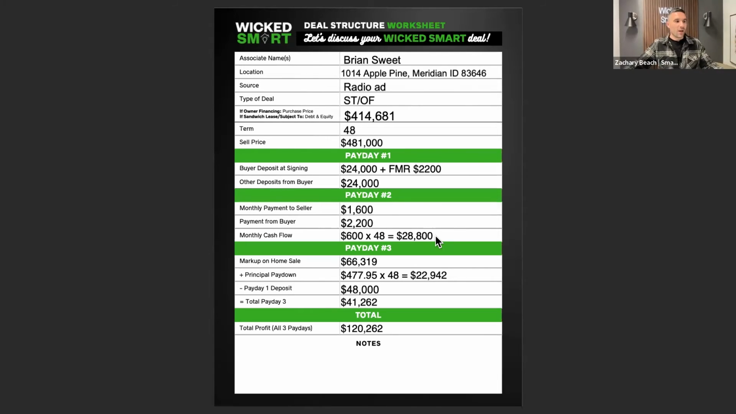So if you add that all up, Brian, you can tell us the number. $120,262. Yeah, at least, right? Yes. Because there's lots and lots of potential throughout this time frame to reconstruct this deal, or potentially get more deposit as well, especially if you're saying this is a slight premium on the property.